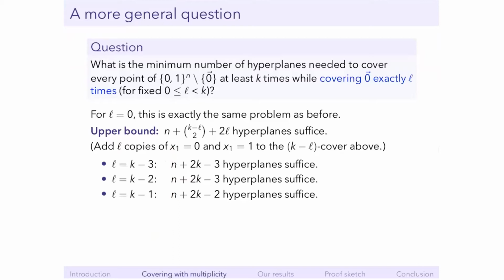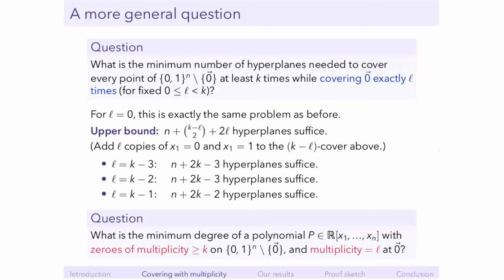And to go along with this geometric question, again, we have a natural algebraic question, which is, what's the minimum degree of a polynomial if I require that it vanish to multiplicity at least k on every vertex of the hypercube while vanishing to multiplicity exactly L at the origin? Okay, so I just wanted to put this slide in because I want to show you one of our results about this question. But I'll mostly be focusing on the original question. But are there any questions about this more general question that one could ask?